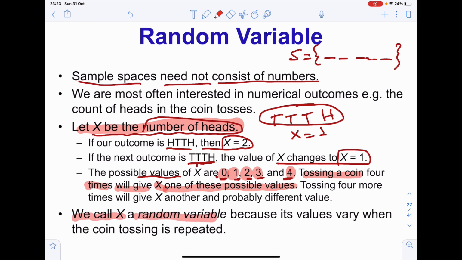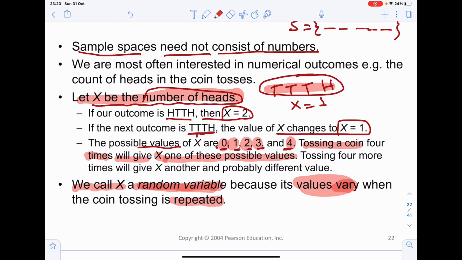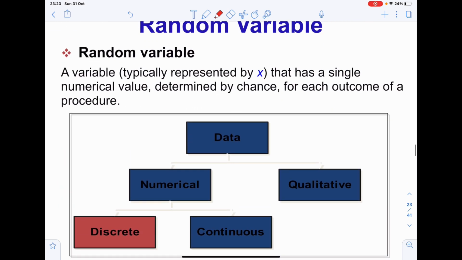In this case we call X a random variable because its values vary, meaning they can be many, when the coin tossing is repeated. As you can see, if the number of tosses increases, the number of outcomes increases, and therefore the values vary when we repeat the experiment over and over. A variable is typically represented by X. In general, we usually use X to refer to a variable that has a single numerical value, determined by chance for each outcome of the procedure.